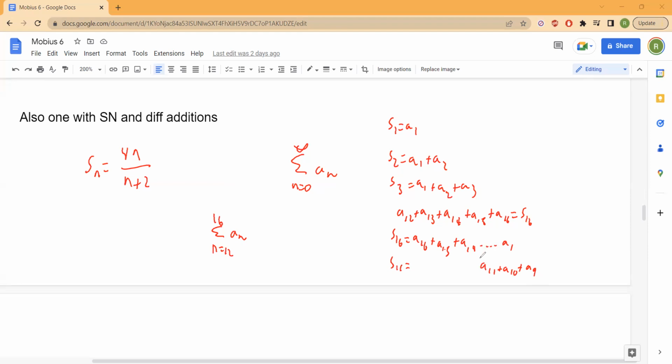And so by doing that, you would eliminate everything over here, which is after 12. That way you would only get a12 to a16. So then in essence, what you would do is go 4 times 16 over 16 plus 2 minus 4 times 11 over 11 plus 2. So you're basically doing your partial sum up to 16 minus your partial sum up to 11, and you would get your answer for the addition from 12 to 16.